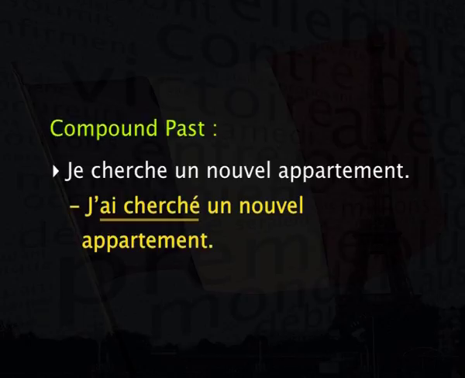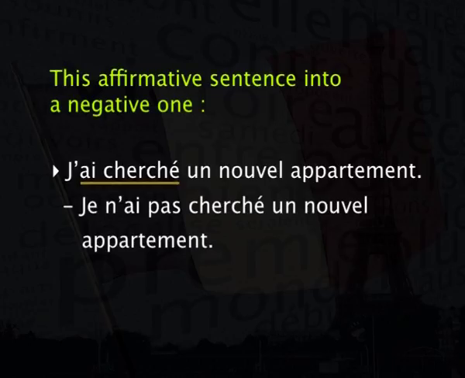Since we are dealing with a compound tense, we must consider the auxiliary verb to be part of the main verb. Next, let me show you how to convert this affirmative sentence into a negative one. J'ai cherché un nouvel appartement becomes je n'ai pas cherché un nouvel appartement. So what we notice here is that it's the auxiliary verb which is placed between the negative word pair. As for the main verb, which is in the past participle form, it comes immediately after the second element of the word pair. In this example, the second element is the word pas.